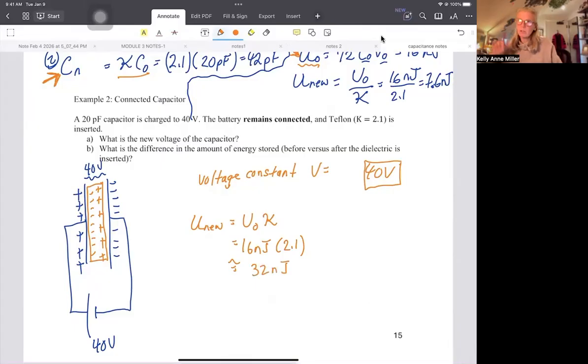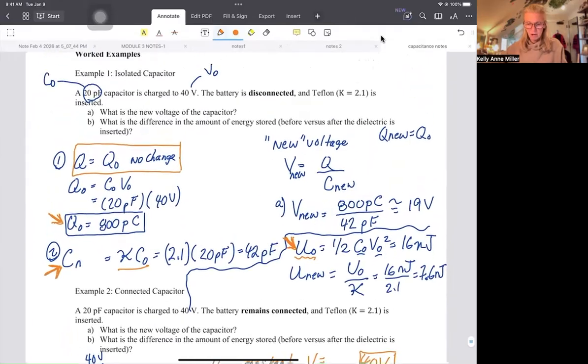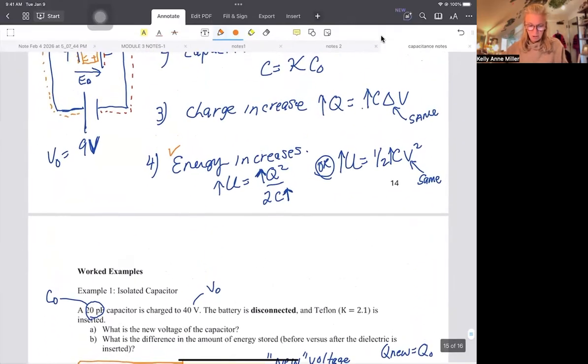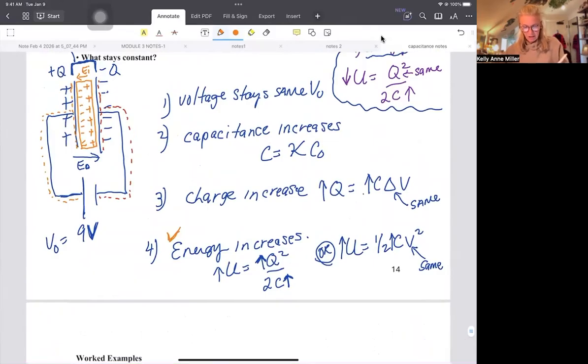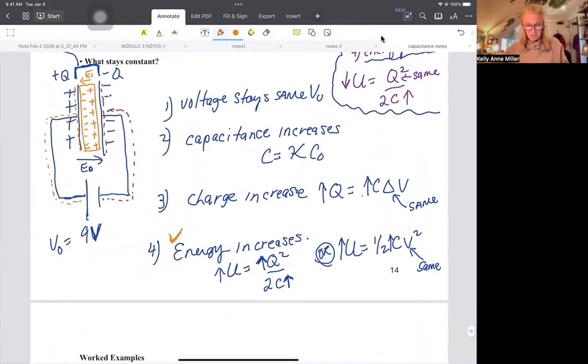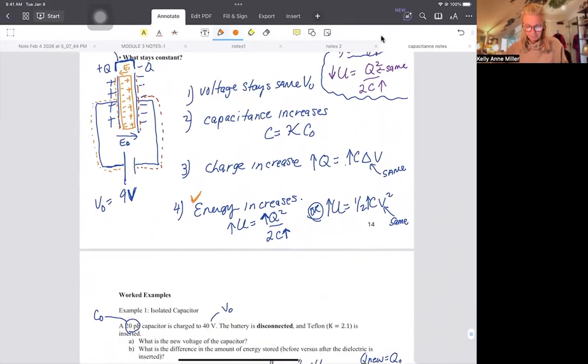And so the stored potential energy when you insert the dielectric, if the capacitor plates are still connected to the battery, goes up, which is what we reasoned through here, right? The energy increases in case B when you insert the dielectric.